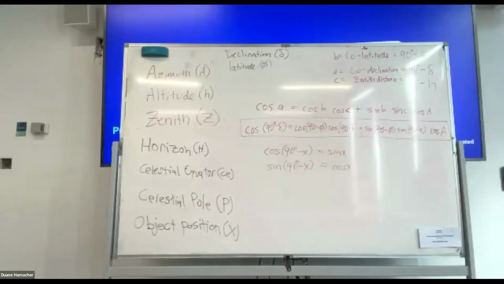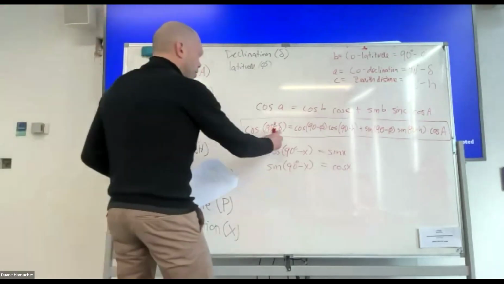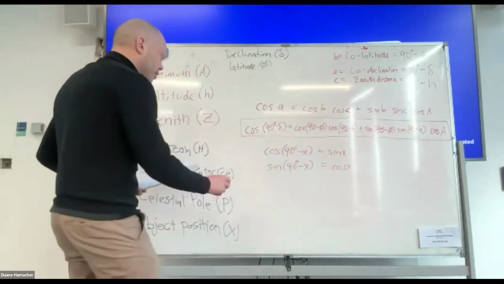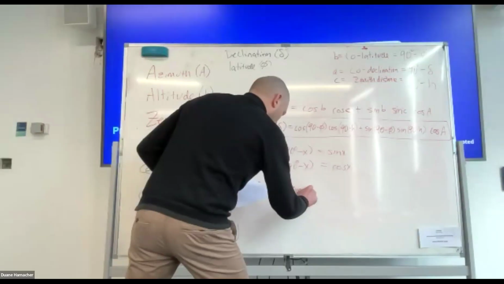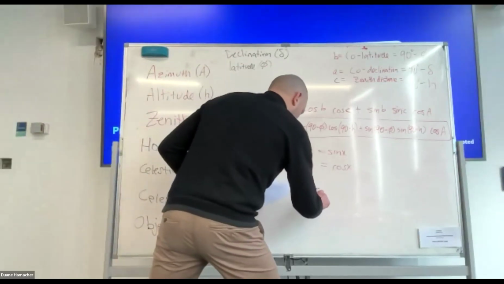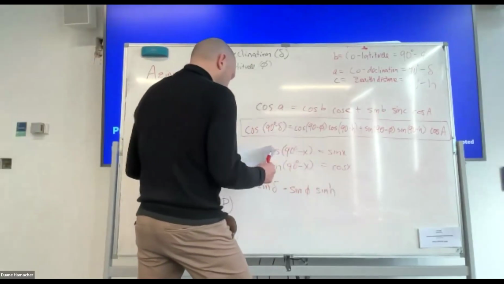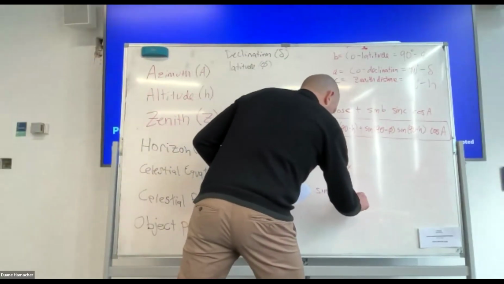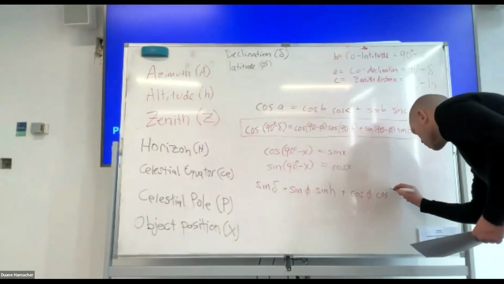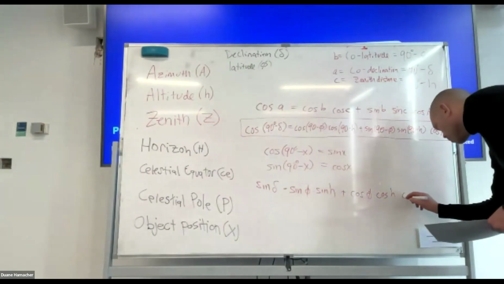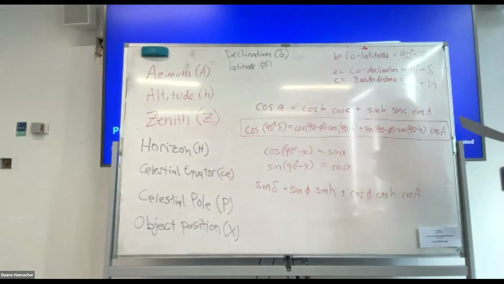That's cheating. So what is our final equation going to look like? That's our big question here. If cosine of 90 minus something is sine, then we can just write it as sine delta equals sine phi times sine of the altitude plus cosine of phi times cosine of our altitude times cosine of the azimuth.